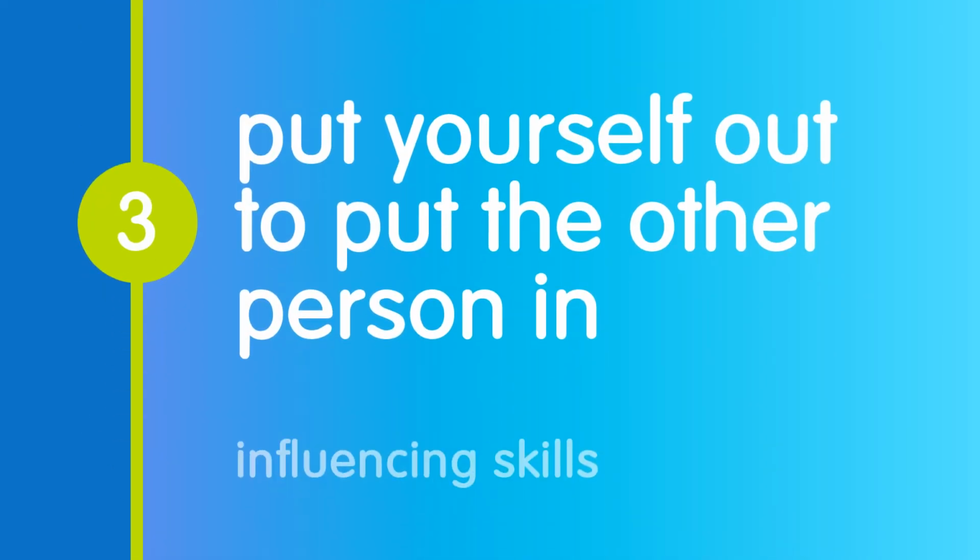Tip number 3, put yourself out to put the other person in. In other words, you go first. You make the adjustment. You make the first move. You can't influence from the outside. So get closer to people in order to create some influence. So if you prefer an Italian meal but they prefer going for a curry, well, go for a curry. So match their preference rather than your own. Make them feel comfortable. Put it another way, identify their comfort zone or zones and go there.